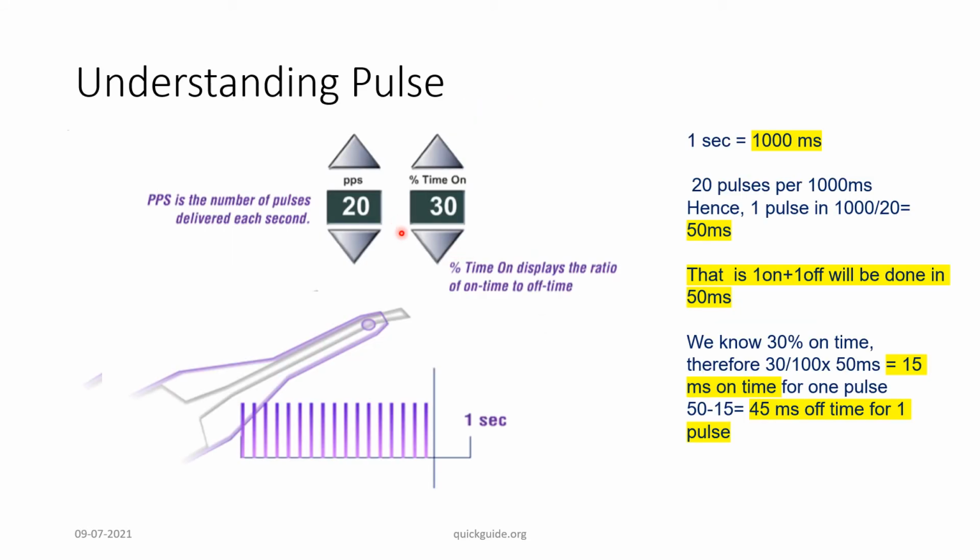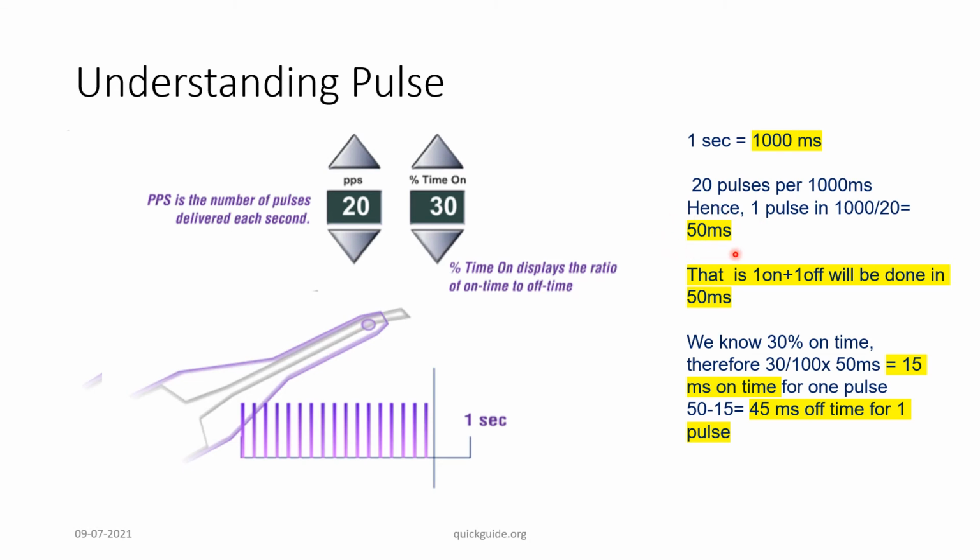So friends, in this example, you see 20 pulses per second and the percentage of on time is 30%. And now I think you will do the maths very fast. So 20 pulses are delivered per 1000 milliseconds of time, because 1 second is 1000 milliseconds. So each pulse is delivered for 50 milliseconds, because 1000 by 20. 20 pulses per 1000 milliseconds, so one pulse is 1000 by 20, 50 milliseconds. So one pulse, that is one on time and off time, is delivered for 50 milliseconds.